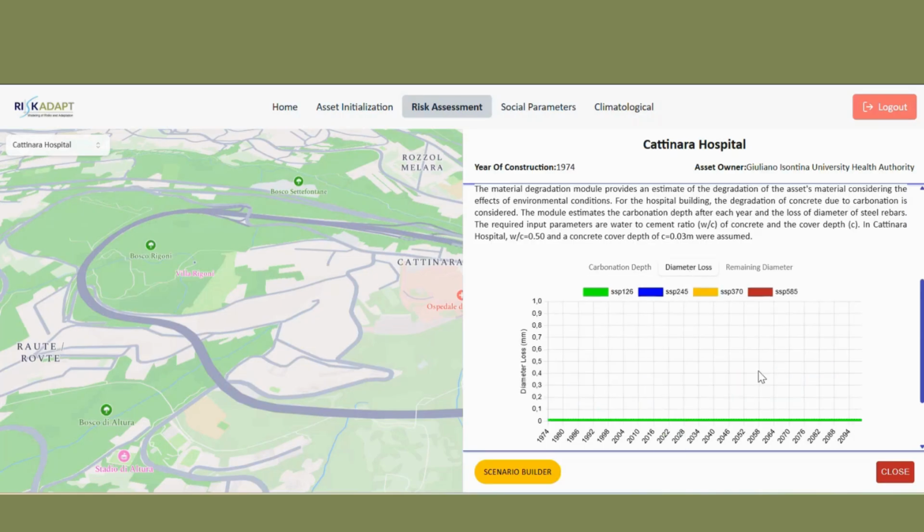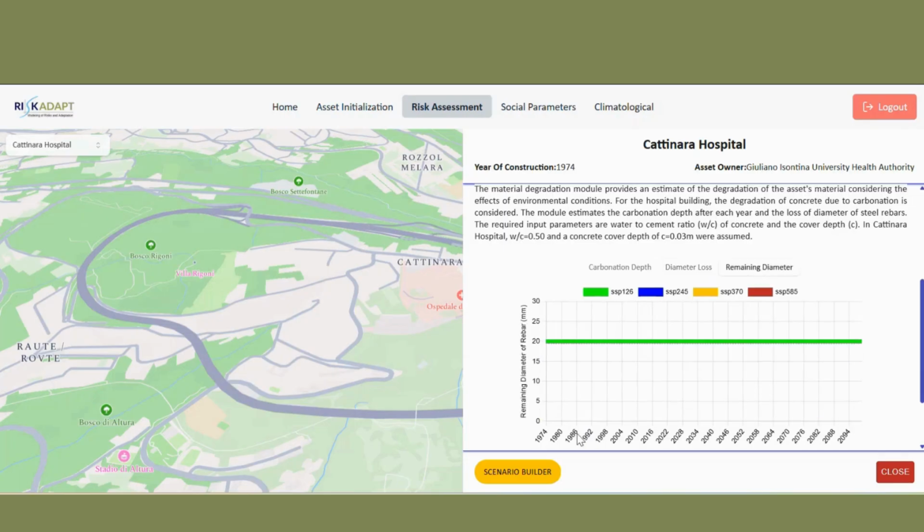Of course, since the carbon dioxide has not penetrated up to the level of the steel rebars, we have zero loss, and we are going to have zero loss by the end of the century. And the remaining diameter, let's say that we have a typical rebar of 20 millimeters in a column or a beam of the structure, is going to remain the same in all scenarios considered.